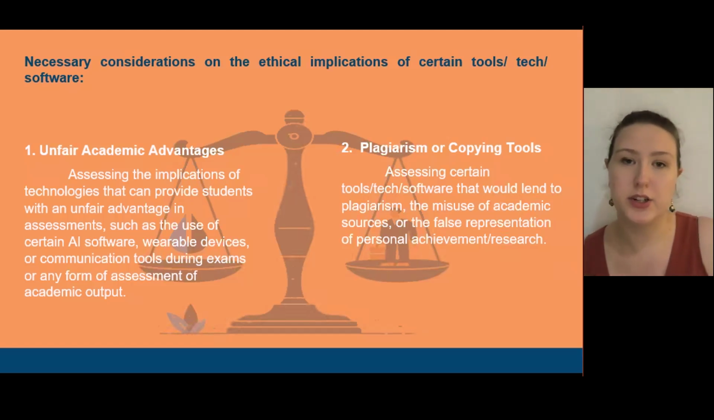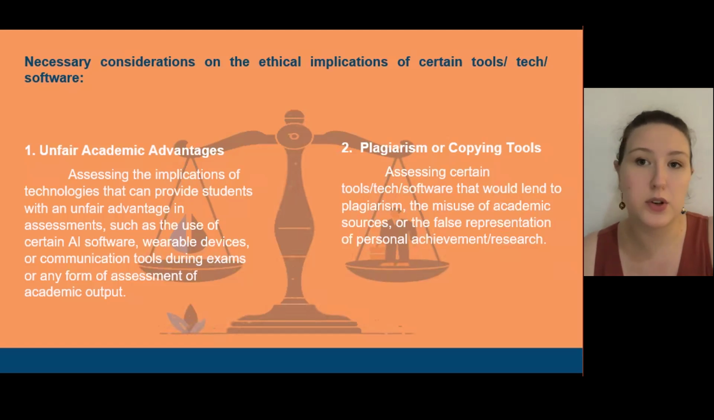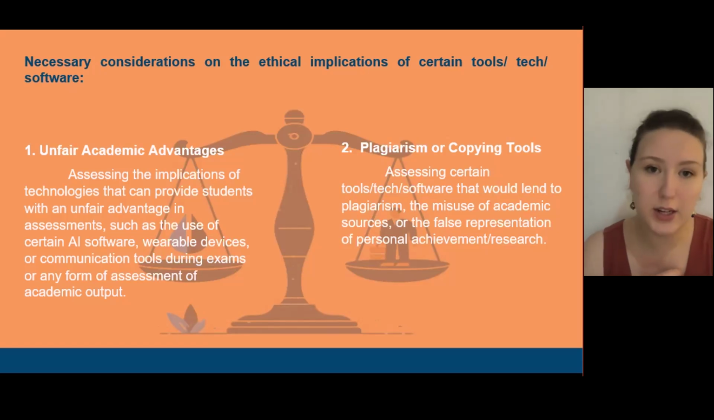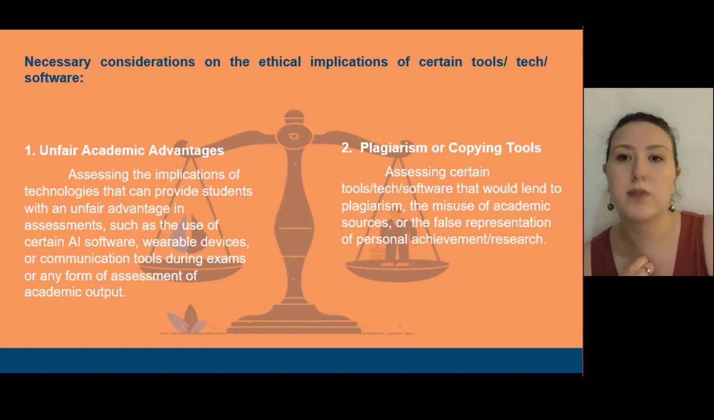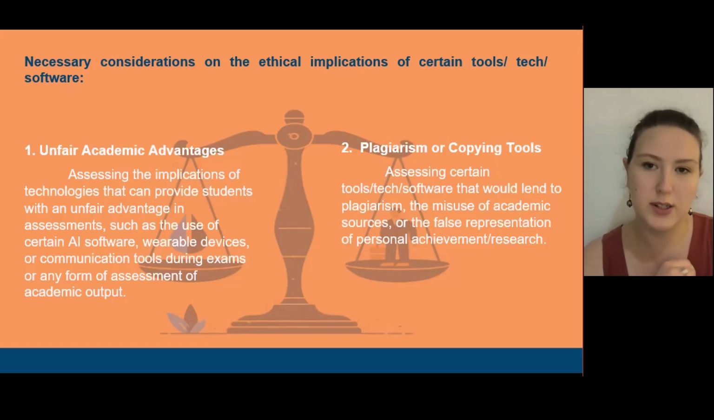There are a couple of necessary considerations on the ethical implications of certain tools, tech, and software. One of those being the possibility for unfair academic advantages. And this would require assessing the implications of technologies that could provide students with an unfair advantage in assessments, such as the use of certain AI software, wearable devices, or communication tools, especially during exams or any form of other assessment of academic output. And secondly, plagiarism or copying tools. And again, with AI software or whatever it may be, assessing these tools that could lend to plagiarism, the misuse of academic sources, or the false representation of personal achievements or research.